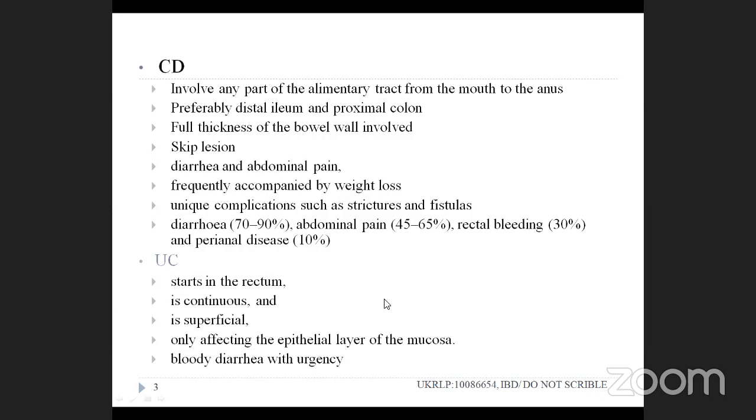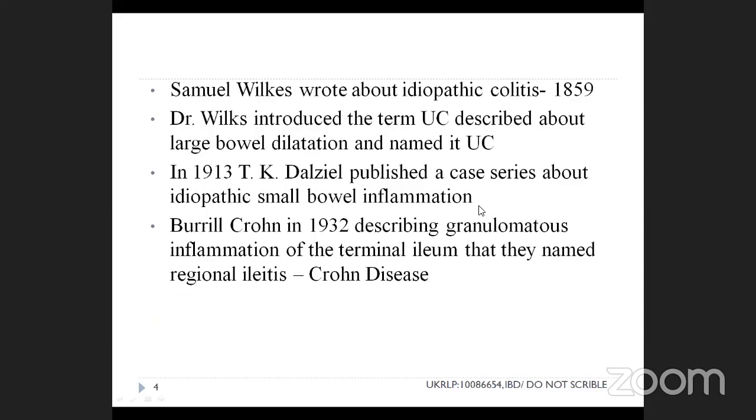Coming on to the next slide, a bit of history. The history of inflammatory bowel diseases starts in the year 1859, when Samuel Wilkes wrote about a colitis called idiopathic colitis, and after which he introduced the term ulcerative colitis. He described it in the large bowel, with large bowel dilatation because of ulcerative colitis.